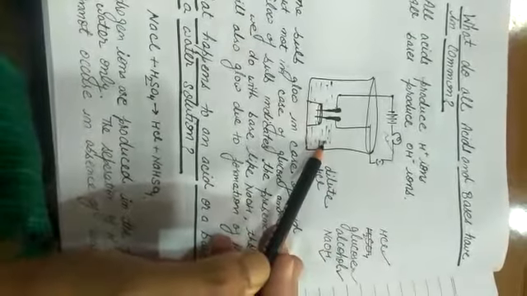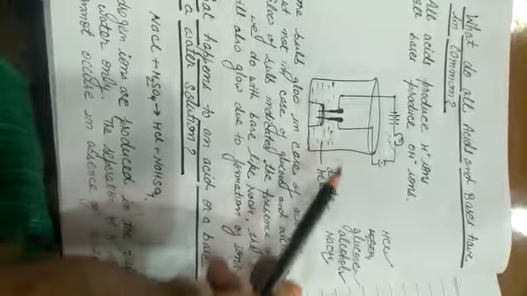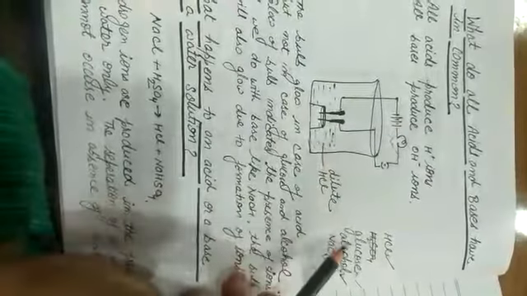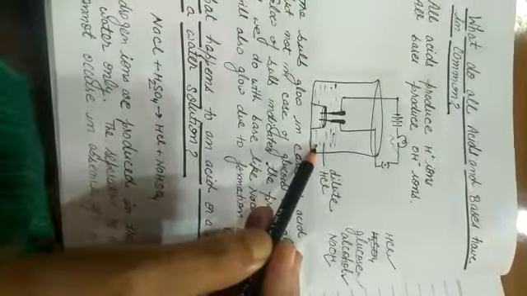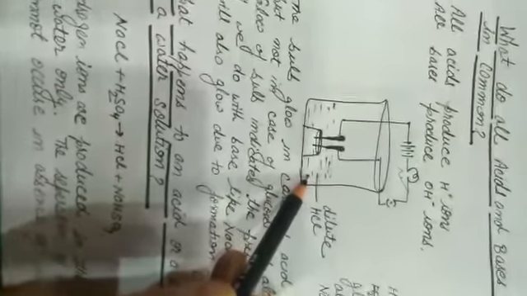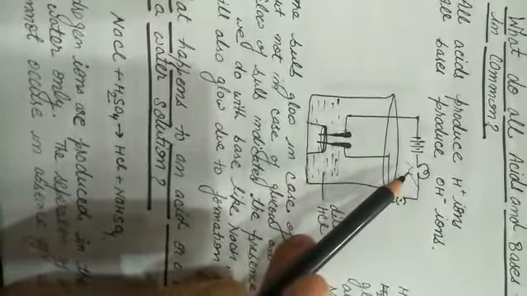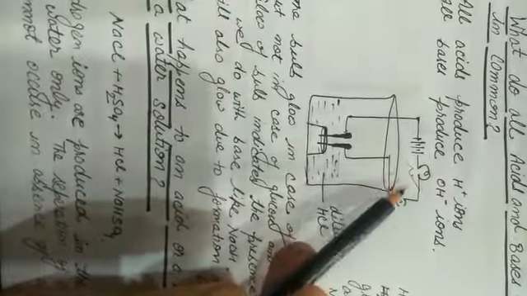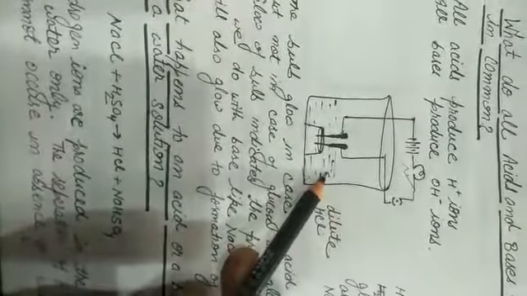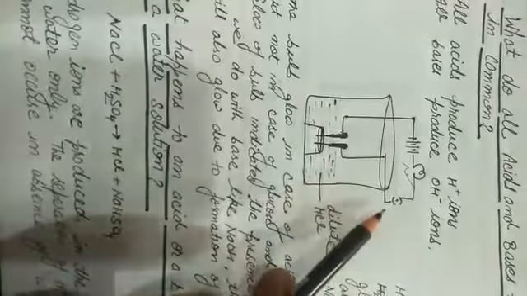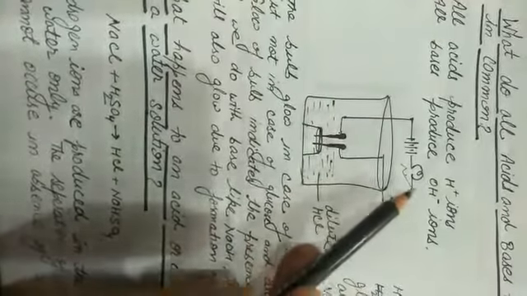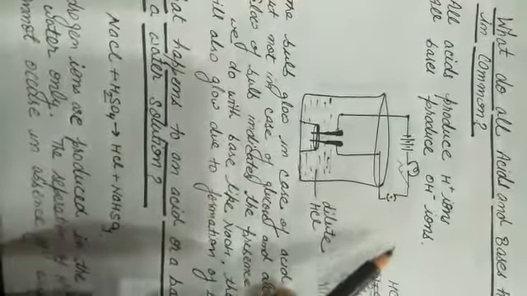One by one we change the liquid. First we take glucose here. When we take glucose, we see that the bulb will not glow. After that we take alcohol and switch on, the bulb will not glow.